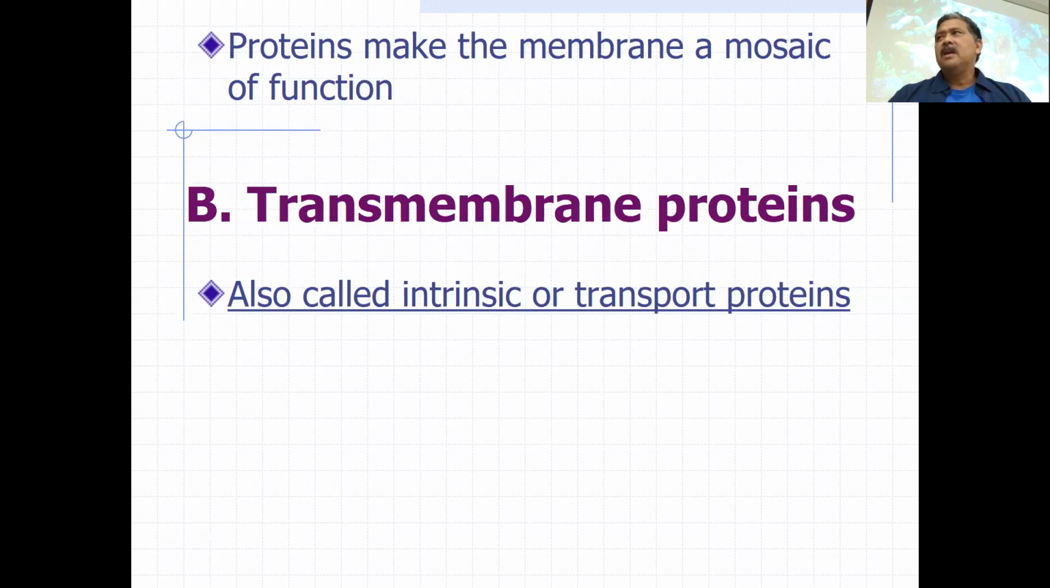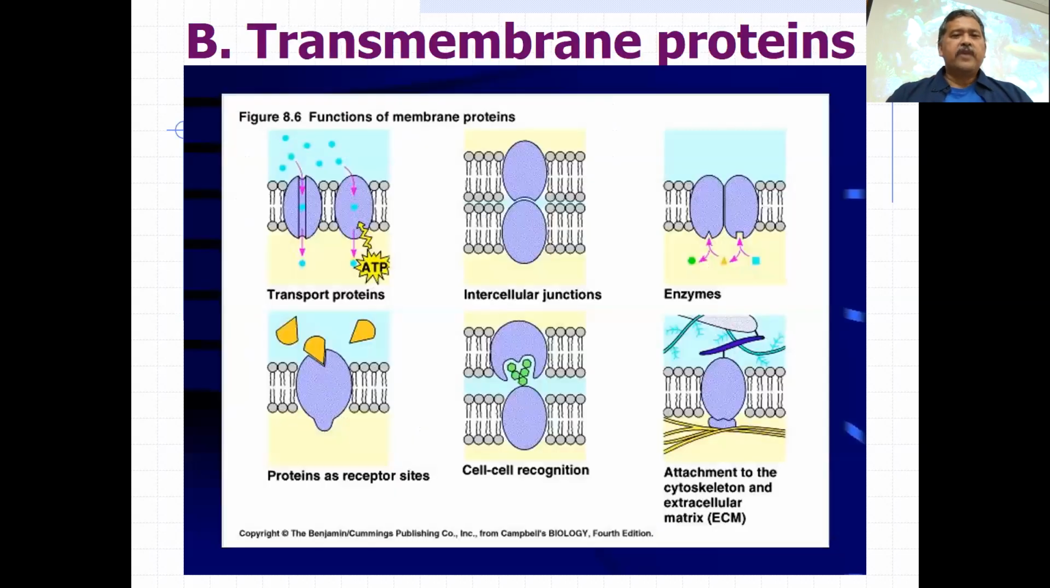And when that happened, that railroad went all the way across the continent. So that's why it's called the Transcontinental Railroad. So trans means across. So these membranes are going all the way across. These proteins are going all the way across the membrane. So with the transmembrane proteins, also called intrinsic or transport proteins, they're called transport proteins when they actually transport something.